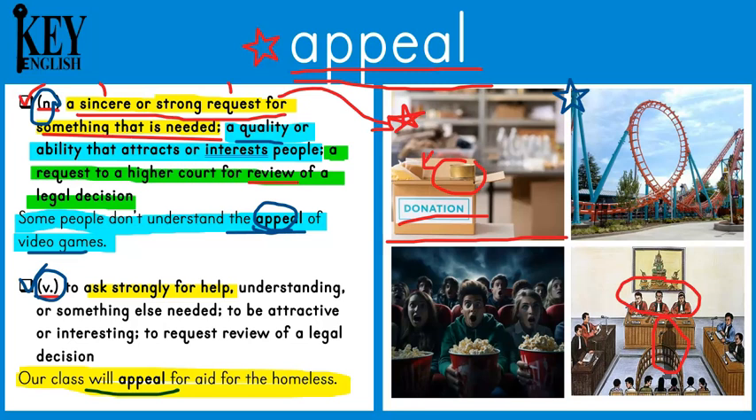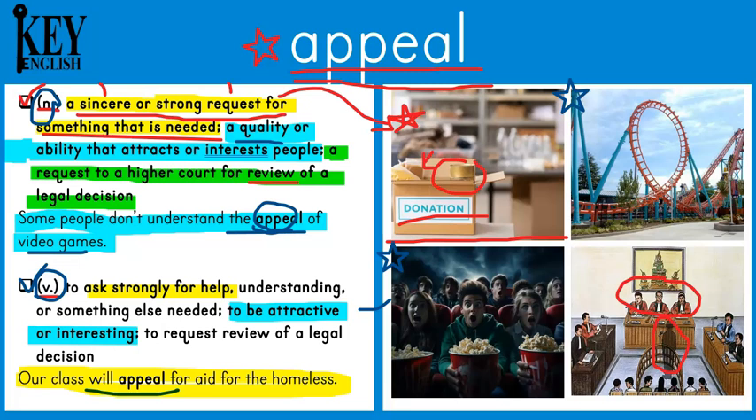If I were using the verb to talk about the second meaning, for example, to be attractive or interesting, which is the same as this one here, some quality that makes something attractive or interesting to people, then I could make a sentence like this one. I could say, the movie does not appeal to me because I do not like scary stories. So it's not attractive to me. I don't like scary movies. I don't like that quality or that thing about scary movies.